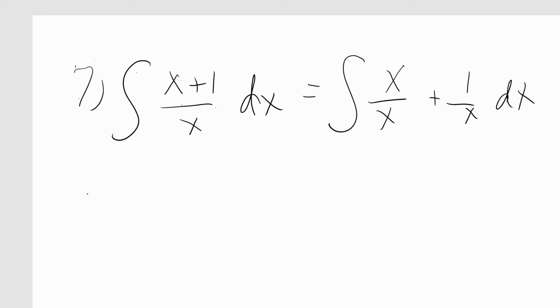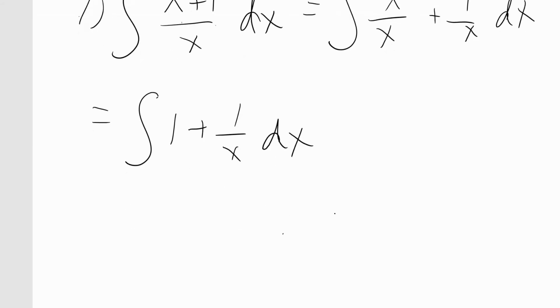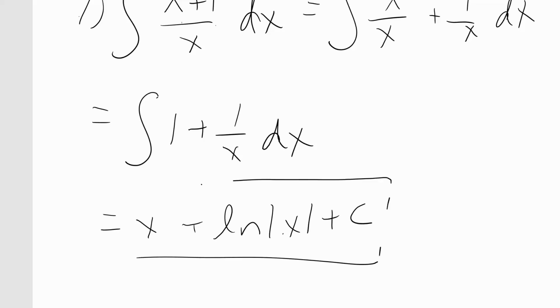Well, then that simplifies to the integral of 1 plus 1 over x dx. We can do that fairly quickly. It's not a problem. So the integral of 1 is x. The integral of 1 over x dx is the natural log of the absolute value of x plus c. And we're done. That's it. So sometimes breaking them up into smaller fractions is nicer.